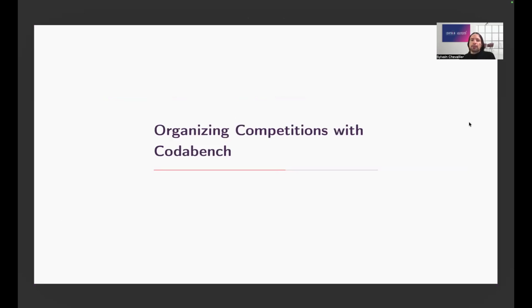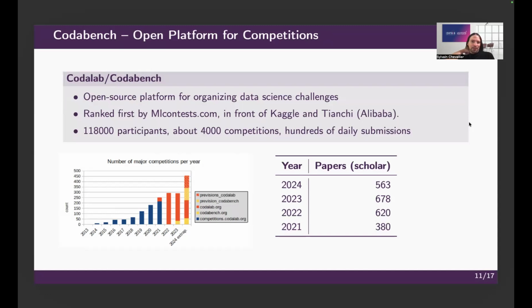I will now briefly speak about how to organize a competition, and I will describe the Codabench platform that we used for our competition. Codabench is an open platform, open source, that allows to set up data science challenges. And what is very interesting is that for challenges that are associated with major conferences like NeurIPS, NER, IEEE conferences, and so on, it's the first platform for competitions. So ahead of Kaggle, which is now owned by Google, and ahead of Tianchi, which is owned by Alibaba. And this platform that is called Codabench now, but was called CodaLab in the past, totalized a huge number of competitions, as you can see on the chart below.